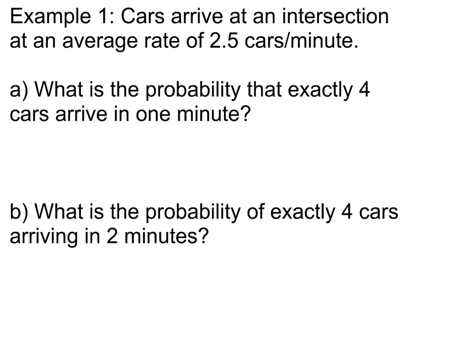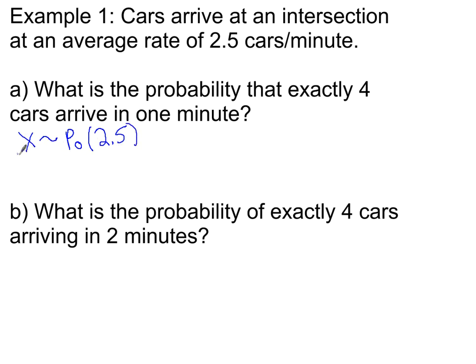Let's look at an example using the Poisson distribution. So in this example, we've got cars arriving at a certain intersection, and they arrive at an average rate of 2.5 cars per minute. Let's call the number of cars that arrive in a given minute x. Okay, so we say that the variable x is Poisson distributed with a mean of 2.5.